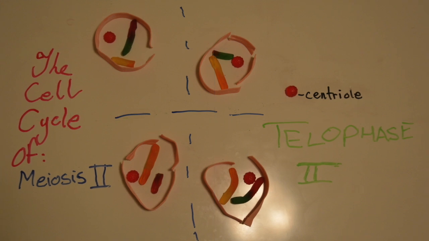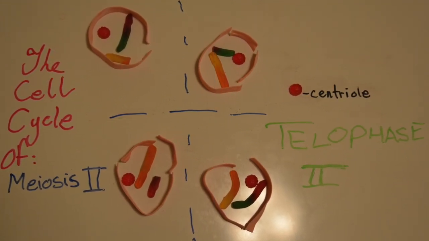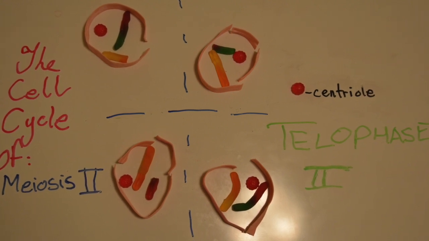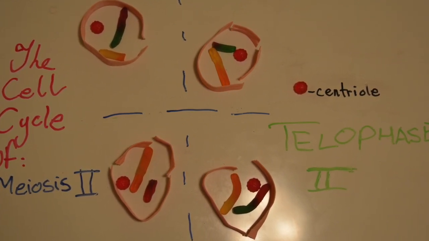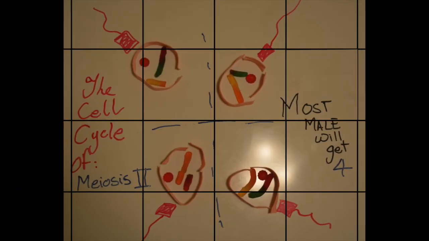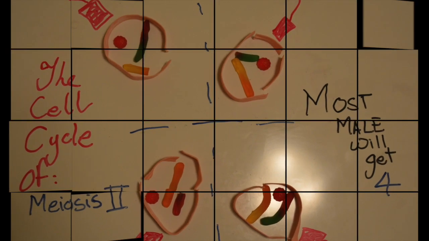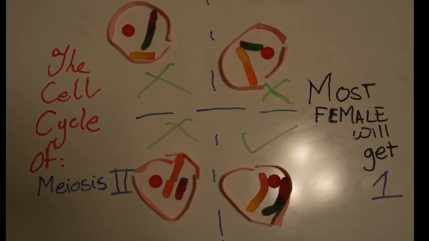Lastly comes telophase II, where the second nuclear division is completed. It causes cytokinesis, and then the 4 haploid daughter cells are produced. With the 4 haploid cells, if you are male, you produce 4 sperm cells. If you are female, you produce only 1 egg.